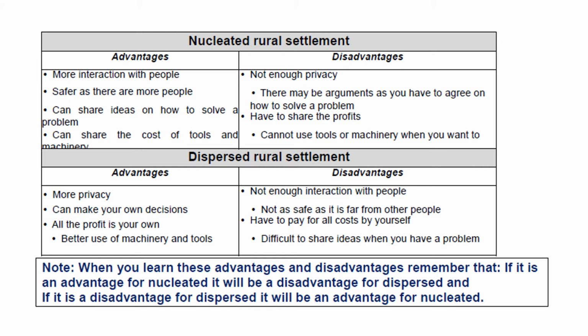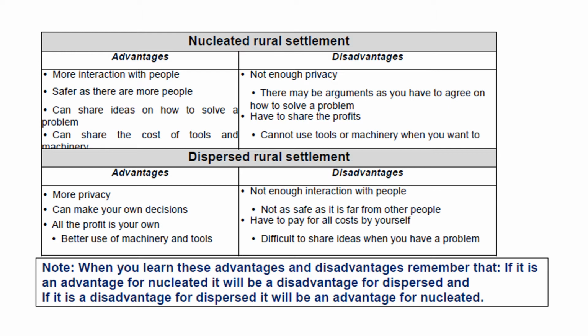So here's a nice slide of the advantages and disadvantages of these two settlements. So advantages, the nucleated one, more interaction with people. It's safer because there are more people around you. You can share ideas and even share costs of the use of your machinery and that for the actual farming. Remember for these, if it's an advantage for the one, it's normally a disadvantage for the other.